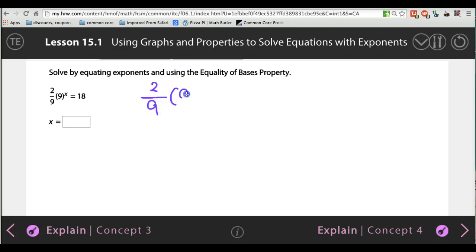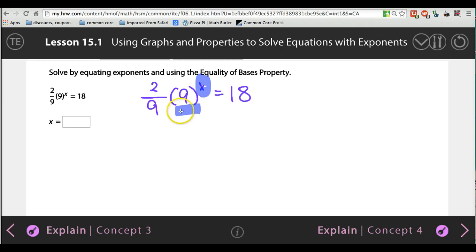2 over 9 times 9 raised to the x power equals 18. This is kind of like first semester, super easy, right? In order for you to find out what x is equal to, all you gotta do is leave the x by itself. But the x cannot stand by itself now because what is it stuck to? Yeah, it's stuck to the 9, okay?